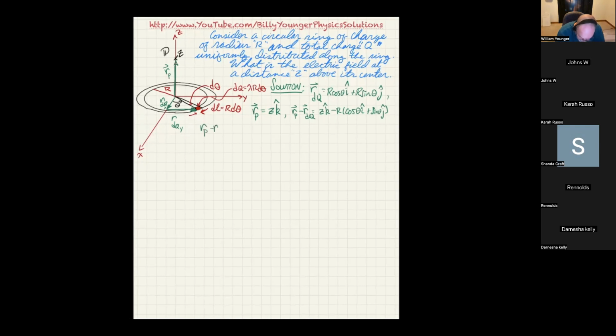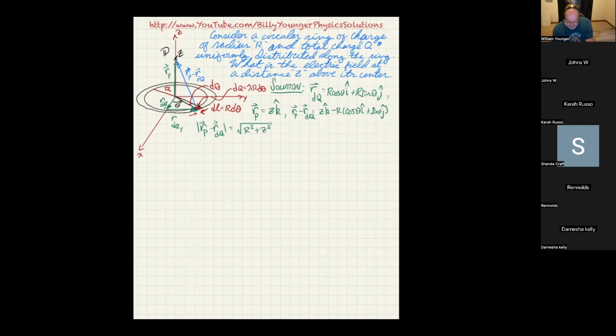So RP minus RDQ magnitude is supposed to be, now if you look at it on this actual screen, you can see it goes from this point down here on the actual ring to there. That's my RP minus RDQ. And I think when you look at it that way, it's a little more obvious what the magnitude is. And that magnitude, of course, would be the square root of r squared plus z squared.